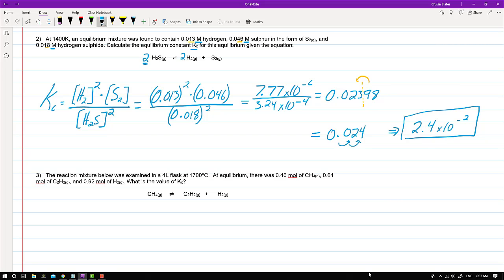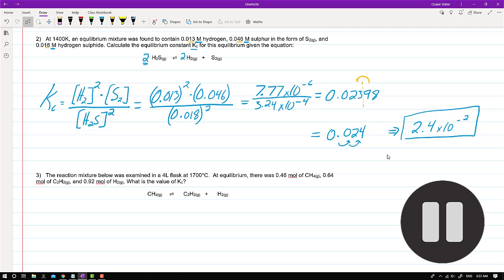If you're just starting off with this content and you got an answer close to 0.02398, great. You're good. You're on the right track. If you want to push yourself, start looking at significant figures, and then once you get your significant figures down, start converting to scientific notation. This will help you out with future online courses if you ever have to put a value into a quiz or a test online. So go ahead and pause the video here, double check your answer, and then we'll move on to question number 3.